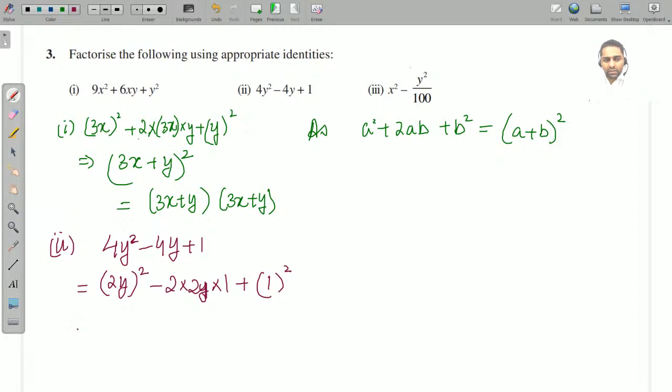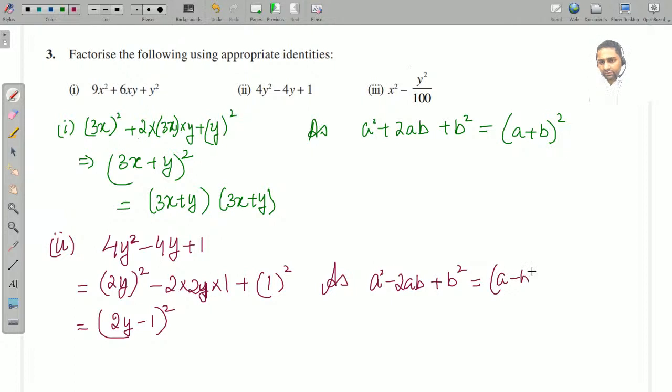So a square minus 2ab plus b square becomes a minus b whole square, and you have to reason over here. Okay, as a square minus 2ab plus b square equals a minus b whole square. Okay, that is why. So at the end, because we have to factorize, we have to show factors separately. So these are the two factors. So we have factorized it. Coming over to next part.